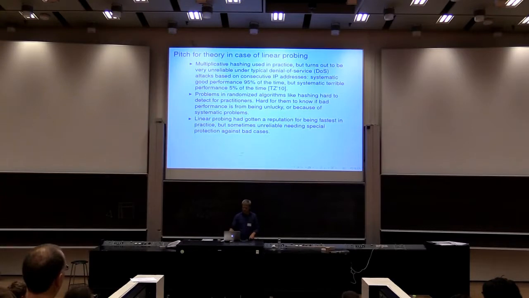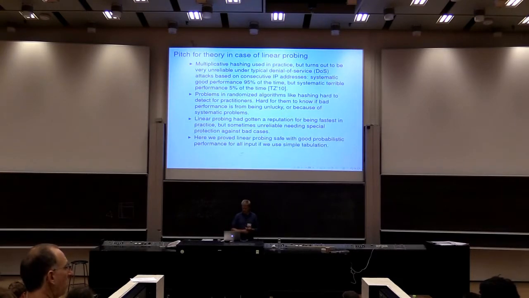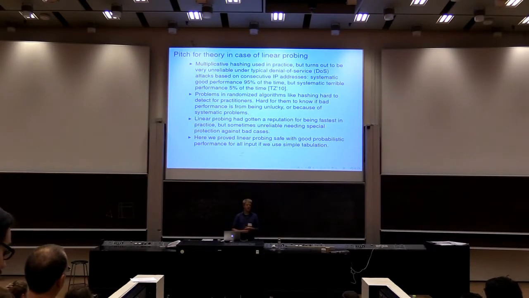And indeed, linear probing has gotten this reputation of being fastest in practice, but unreliable, and there are all kinds of ways that people have been dealing with that. At AT&T, they had some alternative table formats that they would switch to, but that means you have duplication of code and many more things to maintain, so it's really bad in practice to have to switch to another system. And the upshot of this talk is that linear probing is in fact safe, with at least expected constant time per query for any input, if you just use simple tabulation. And this is really the nice, comfortable thing.